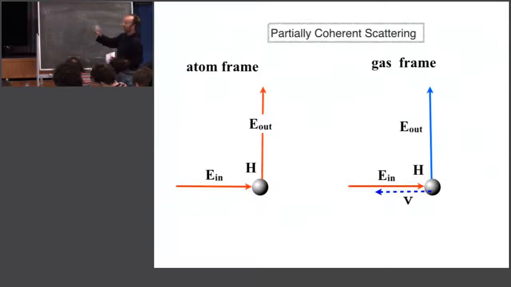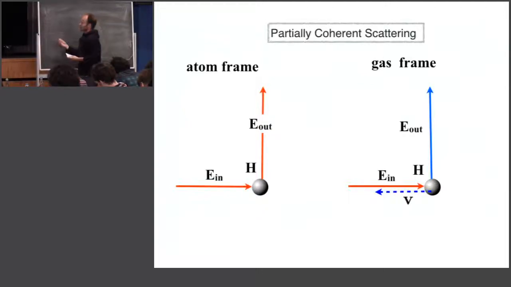So what we have to do is continuously switch back and forth between the atom frame and the gas frame. Right? So I'm just saying, the gas cloud is moving at some velocity, we're sitting in the gas, but within that gas cloud, atoms themselves have thermal motions, right? So they're not the same frame.